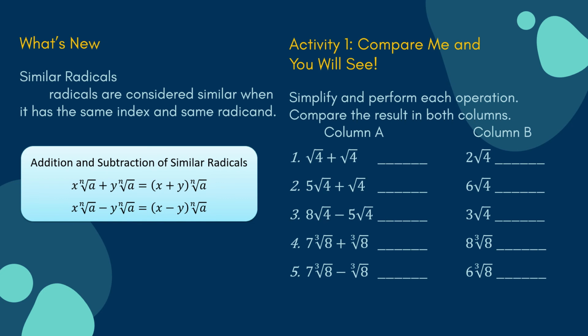Activity number 1. Compare me and you will see. Simplify and perform each operation. Compare the result in both columns, column A and column B. Let's try to check if naay kalainan or wala.